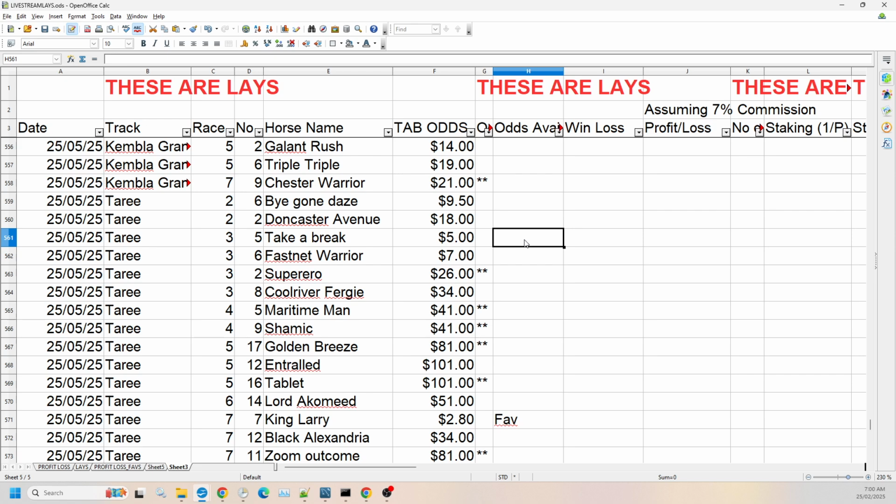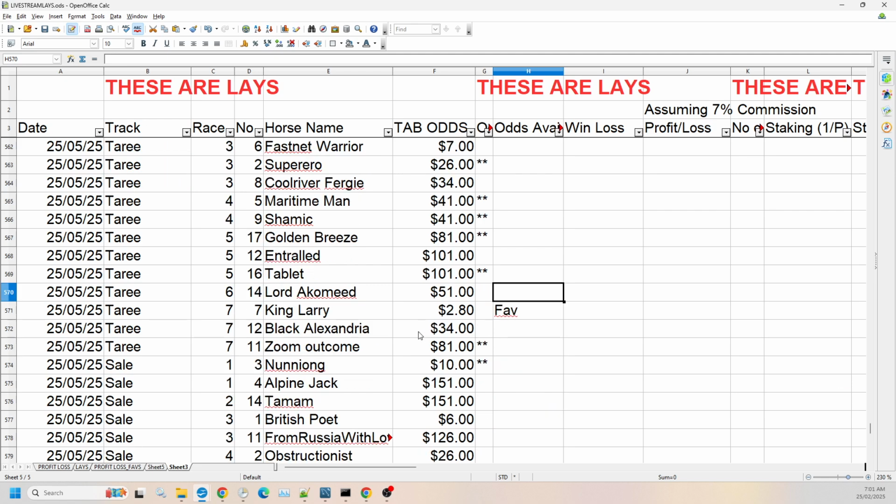In race 4, I've put a star on 2 selections, numbers 5 and 9, Maritime Man and Shamik, both starting at 41. Race 5, I have number 17, Golden Breeze, which is $81. I've put the stars on that. And number 16, Tablet, at $101, so it's got the stars as well.